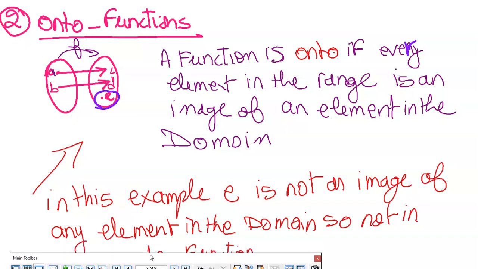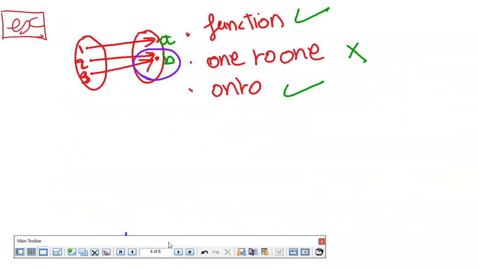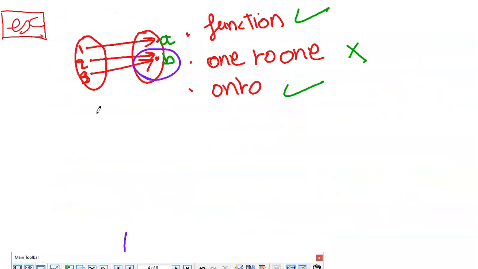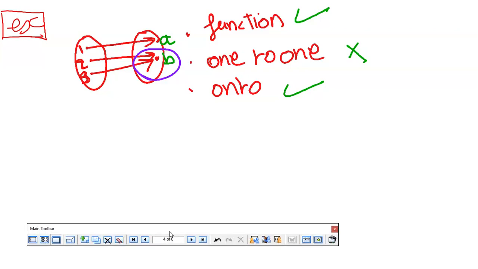So let's do some examples to understand what onto function means. If I look at this example, first, I want to see if it is a function or not. Yes, it's a function because for each x we have exactly one y. 1 has a y, 2 has a y, 3 has a y. If 2 had another image, it would mean it's not a function, it's called a relation. Is it a one-to-one function? No, it's not, because I have a repetitive y: 2 has an image b and 3 has an image b.